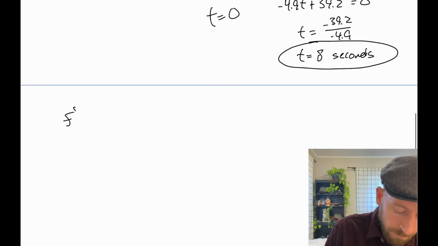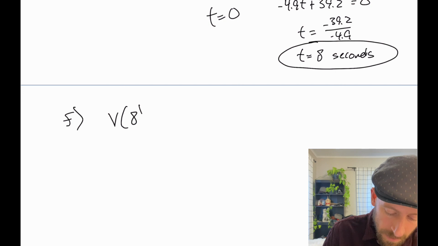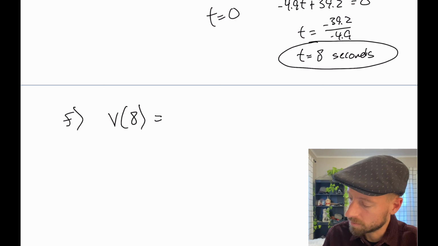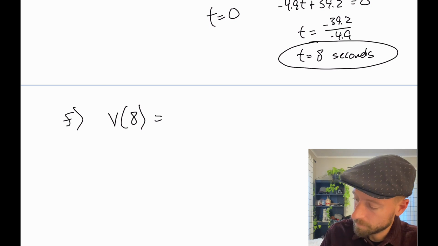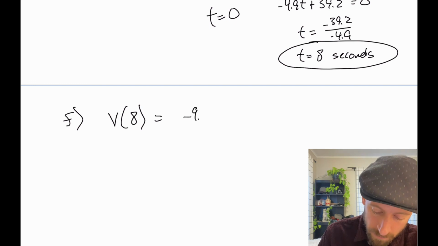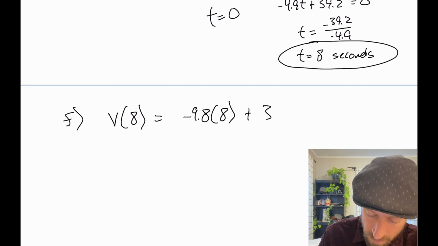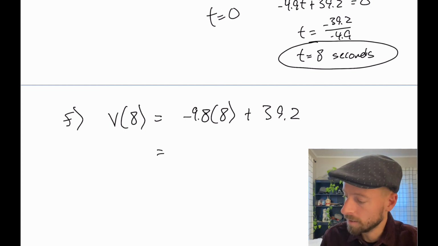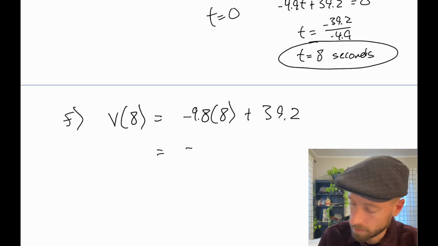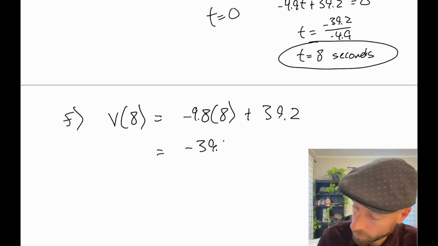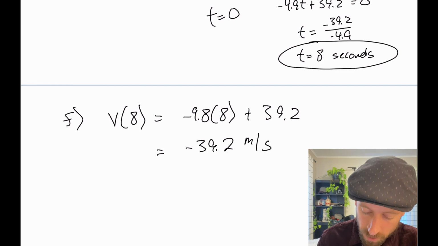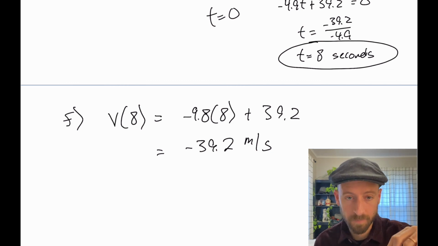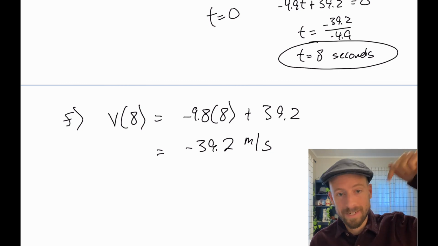So which part was I on? That was E, this is F. So the velocity at 8 seconds, because 8 seconds is when it hits the ground, is going to be, I have this written to the side over here, the velocity. So that's going to be negative 9.8 times 8 plus 39.2. And when I plug it all into my calculator, I end up with negative 39.2 meters per second. All right, so that is the velocity of the ball when it hits the ground. The negative represents that it was going down, okay?